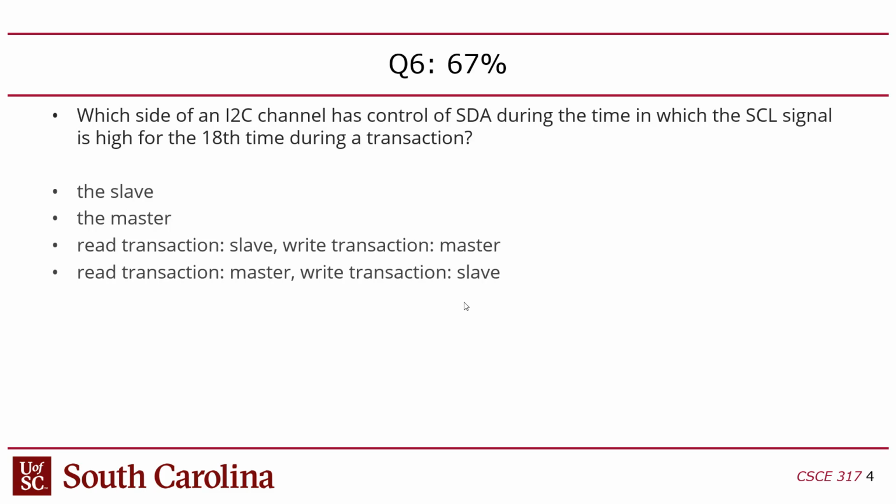Which side of the I2C channel has control of SDA during the time in which the SCL signal is high for the 18th time? So the 18th time would be the acknowledge for the data part, right? And so if you're doing a read, then the acknowledge would be on the master side, right? Because the master would be acknowledging the data coming from the slave. And on a write, it would be on the slave side, right? So for a read, the master would be acknowledging, and for a write, the slave would be acknowledging.